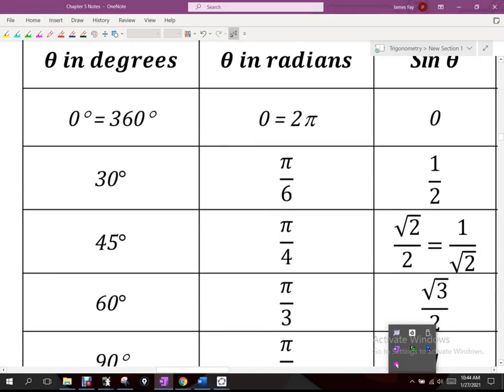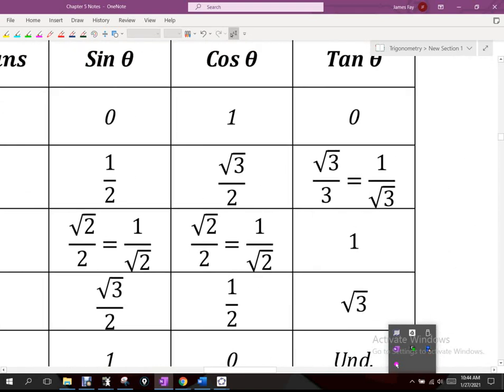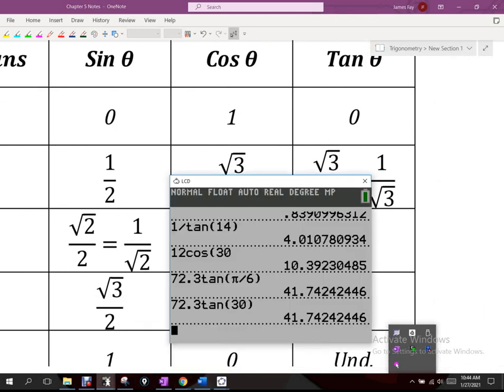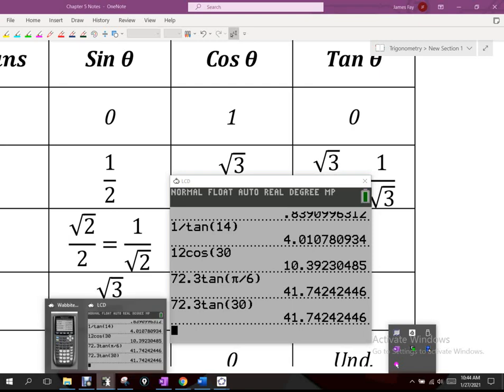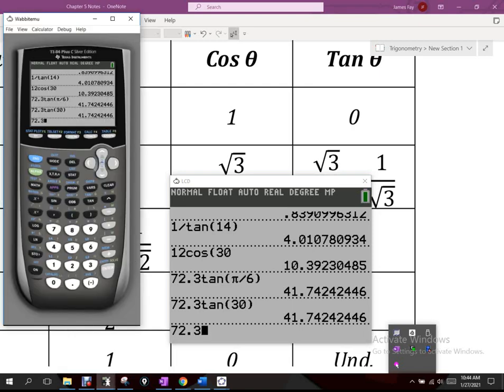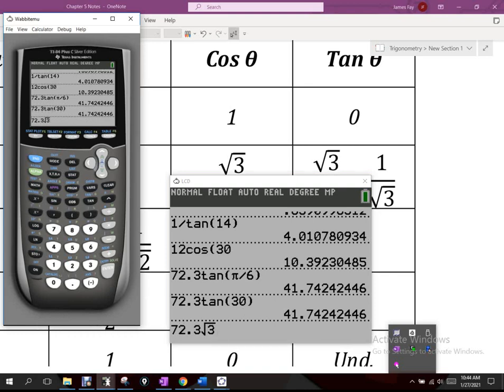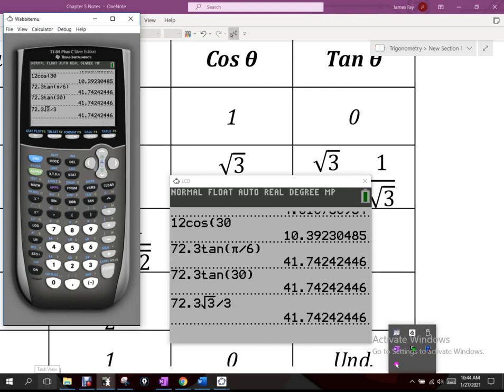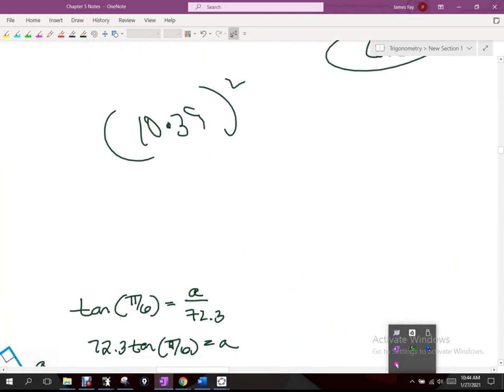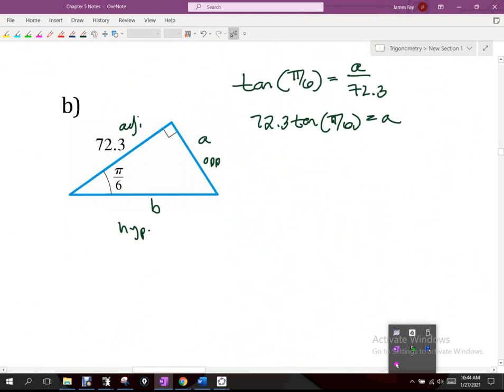Come back up here to this chart. Tangent of 30 is radical 3 over 3. So instead of typing in 72.3 times tangent of 30, I could have typed in 72.3 times radical 3 over 3. Same value. Does that kind of make sense? And those connections are what my hope is for us to be able to recognize and learn and use as we navigate through the course. Okay?